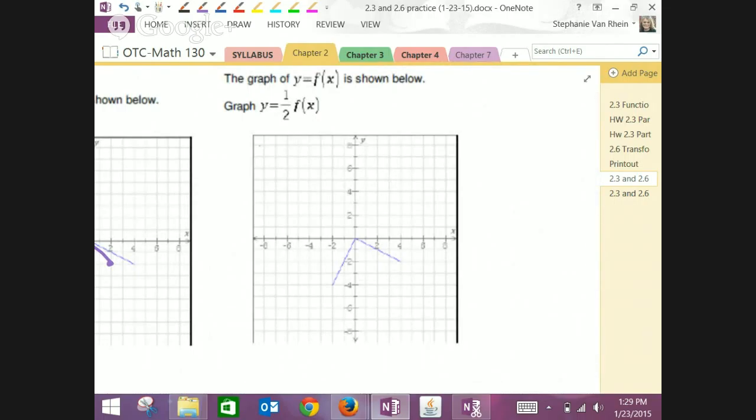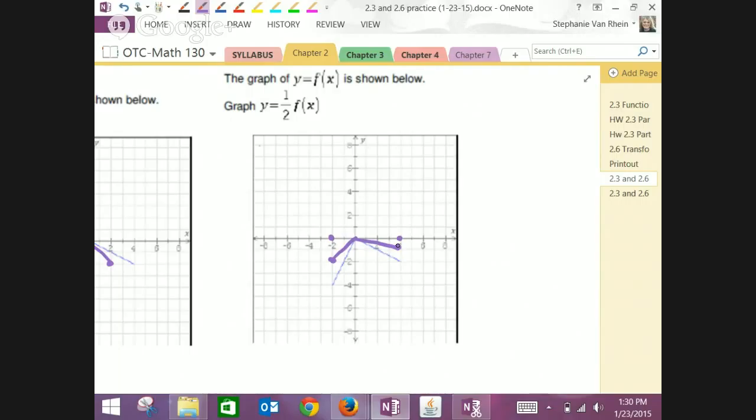So looking at this graph, the output changes, so the range changes by a factor of a half. I start here, it's still going to end here, but instead of going all the way to this -4, I'm only going to go to -2. So 0, 0 never really changes when you're multiplying. It only changes when you shift up or down or left or right.